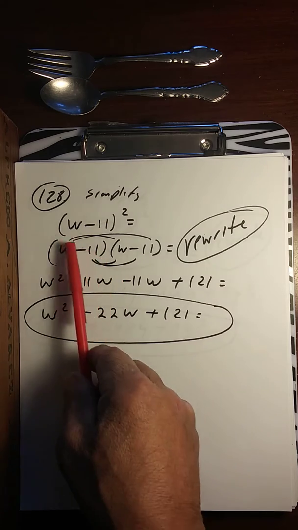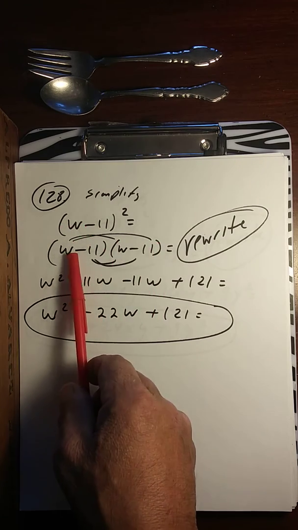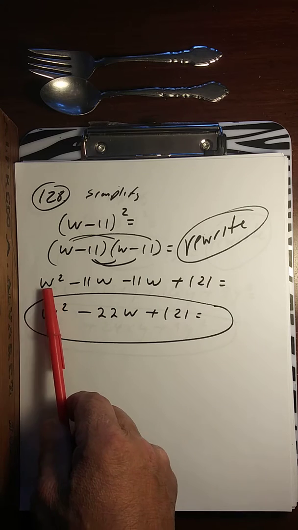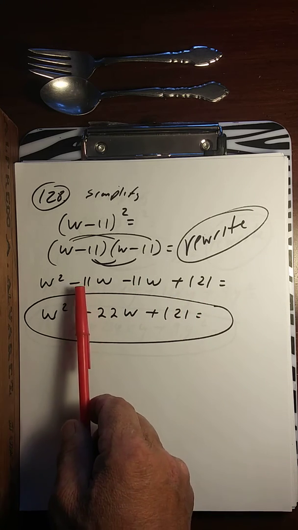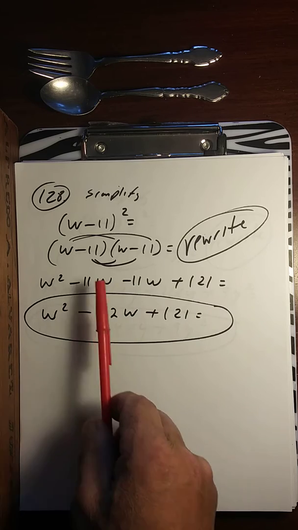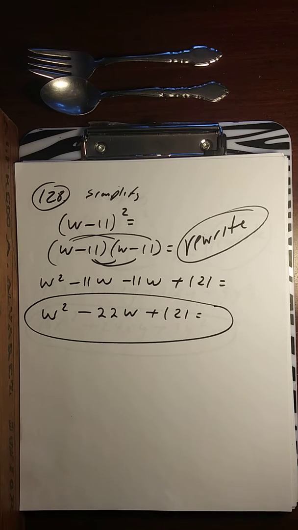Alright, same thing. W minus 11, rewrite it. W minus 11, W minus 11. W squared minus 11W minus 11W plus 121. This time the signs are the same. Add them up. W squared minus 22W plus 121.